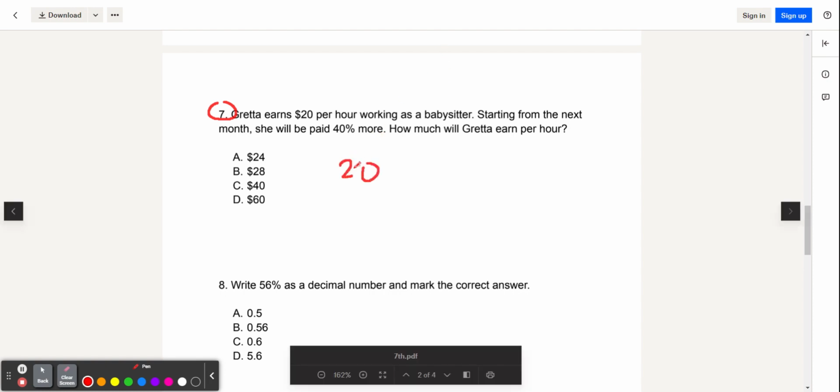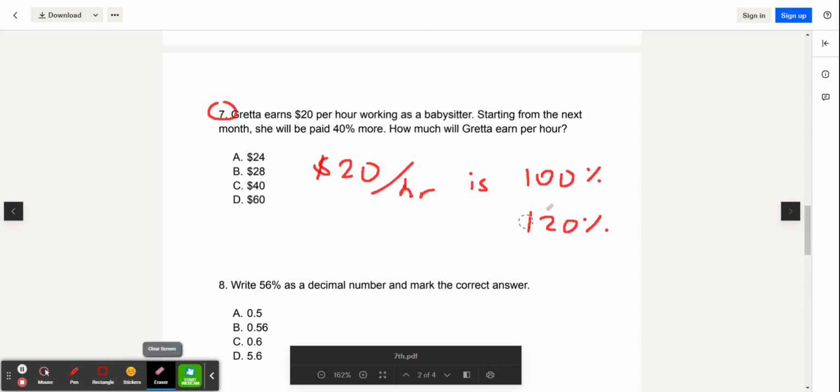Well, $20 per hour is 100%. She's going to be making 120% now, right? Or not 120, 140. Because her pay went up by 40%. Plus 40%. But a better way to represent it is to use multiplication. Plus 1.4 or times 140%.